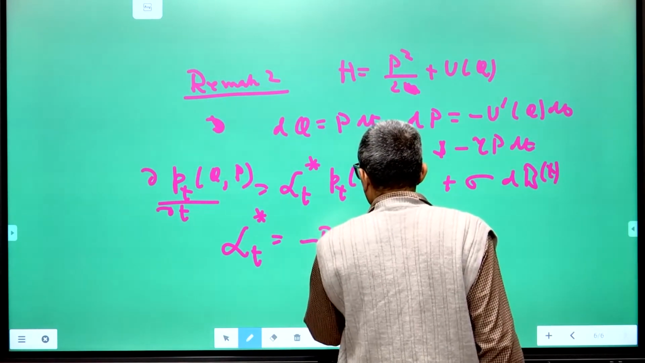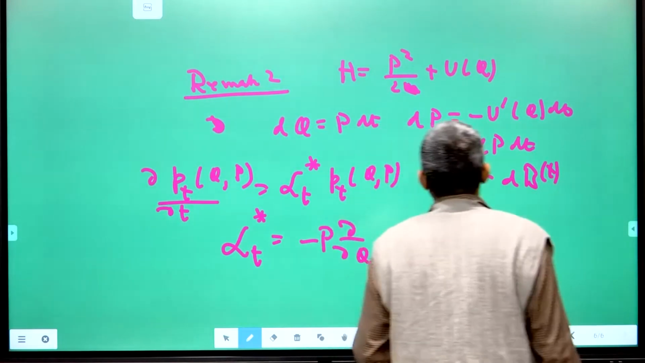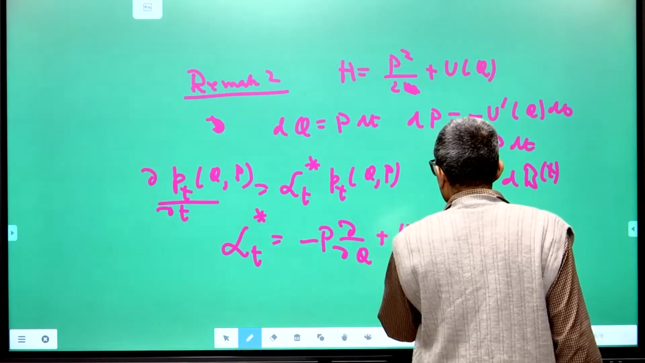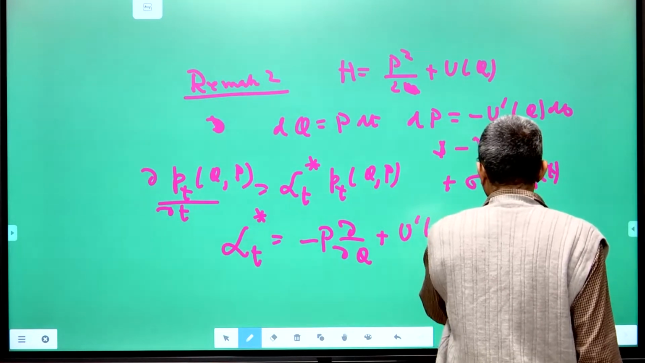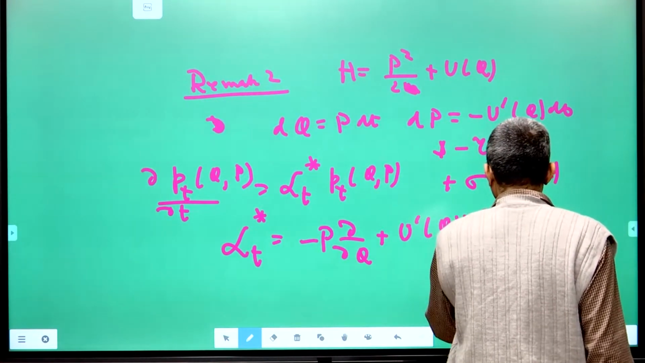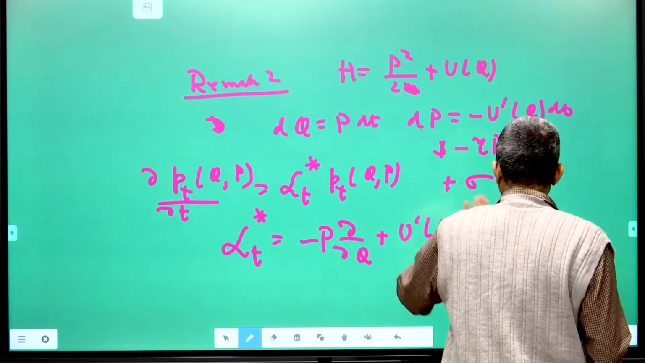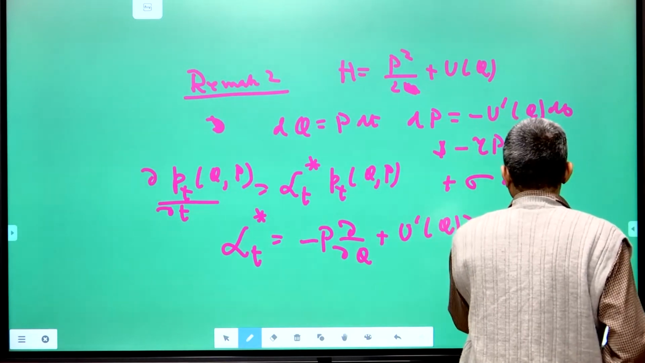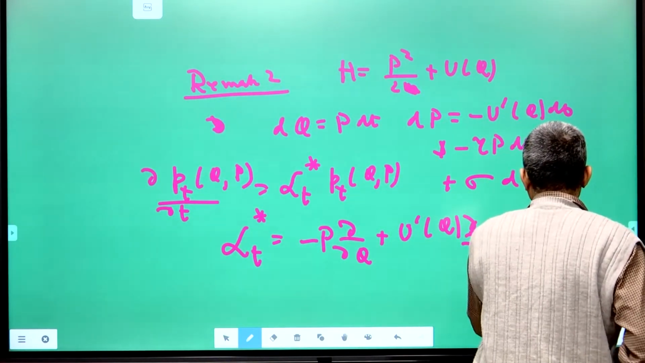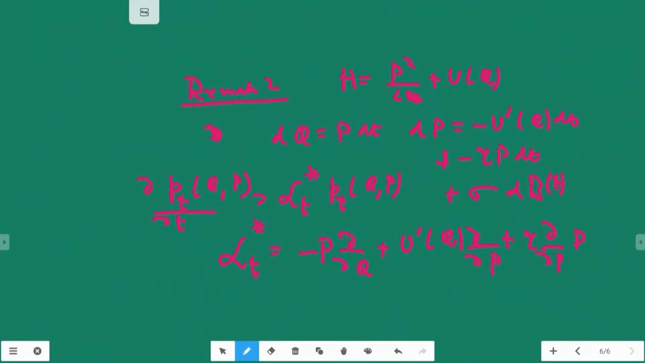So, it becomes equal to simply minus p ∂/∂q plus U'(q) ∂/∂p plus gamma times ∂/∂p of p plus sigma square by 2 ∂²/∂p².